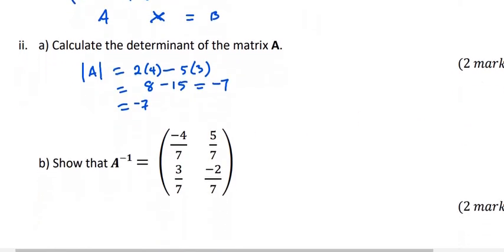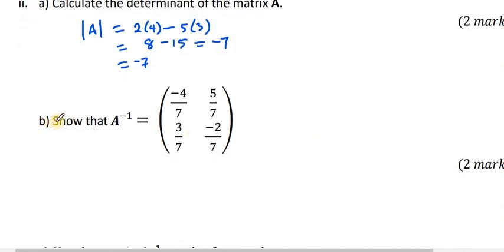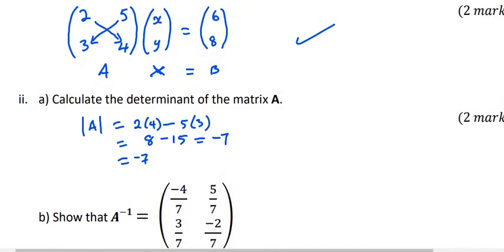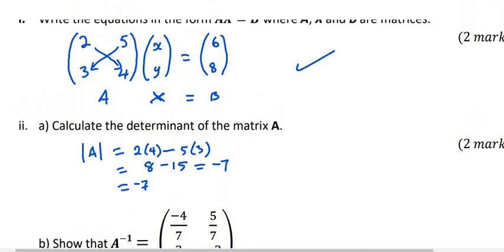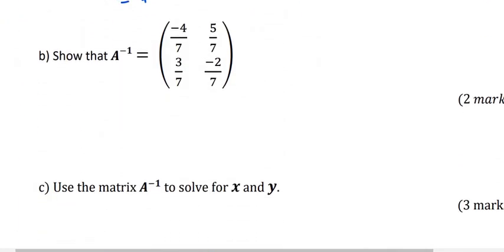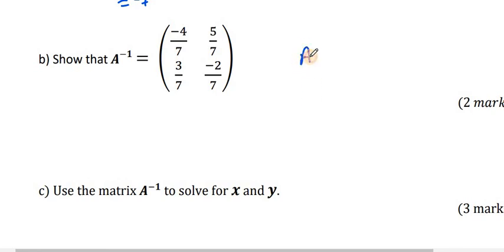Now let's go down to part B. Part B is asking us to show that the inverse of matrix A is equal to this. So let us do that. What is matrix A? Let's make sure that we have it as 2, 5, 3, 4. Again, we get that from the coefficients. So let me just write matrix A being equal to 2, 5, 3, 4.